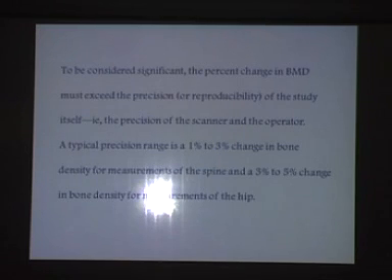And also, to be considered significant, the percent change in bone mineral density should be above the precision of the machine. That is, if the precision of the machine is 1 to 3% in the spine, you should have a change in the bone mineral density above 3% to consider it significant.